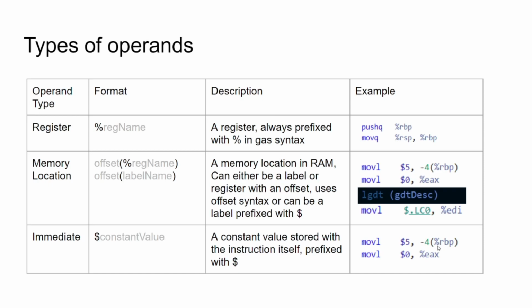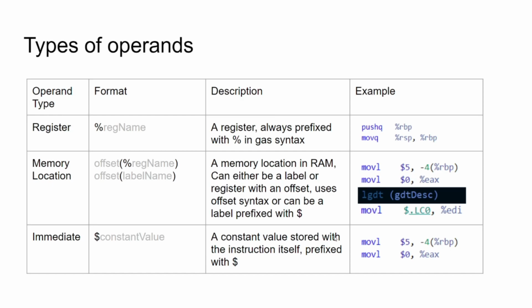So RBP is the pointer to a location in RAM, and when we put parentheses around it, we're referring to the actual location in RAM, not the value that's stored in RBP. We're viewing this entire thing as a memory location now.